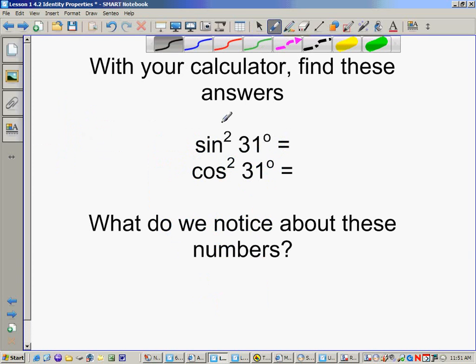All right. Sine squared 31 and cosine squared 31. So make sure your calculator's in degree mode, and if we find the sine of 31, that is 0.515, and then when we square it, we'll get 0.265. Now if we do the same thing with cosine of 31, square that, you should get 0.735. Now when we add these up, we get 1. So what do you think will happen whenever we take sine squared theta plus cosine squared theta? Hopefully you notice they'll always equal 1.